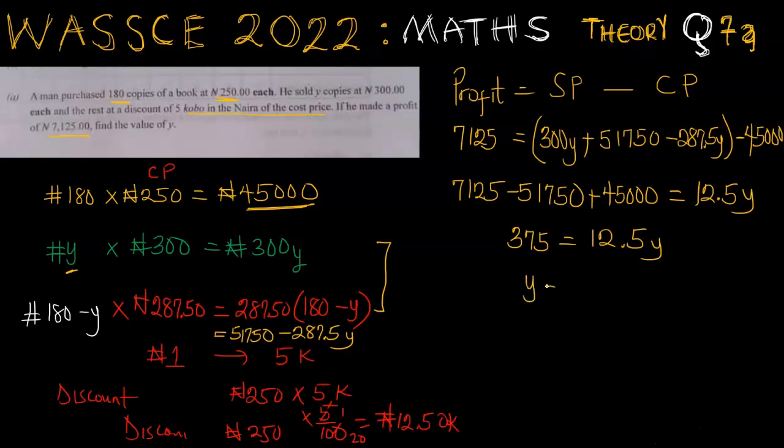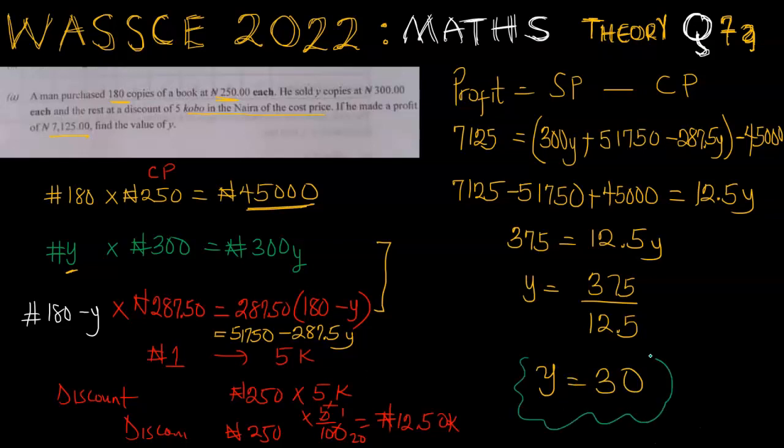Dividing both sides by 12.5, I would have 375 divided by 12.5, and we can see that Y is equal to 30. This is the value of Y.